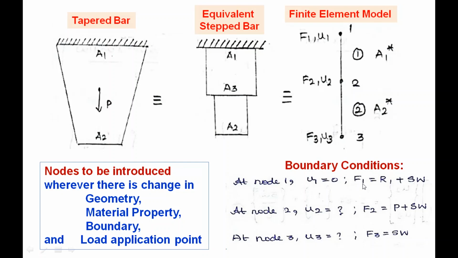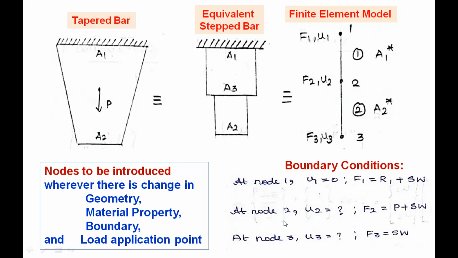And F1, the force acting at node 1, is equal to R1 because this is the reaction force. The reaction force plus self weight, because in this problem self weight is also given. We have to consider the self weight of the bar. So R1 plus self weight I am showing here. How to calculate the self weight?